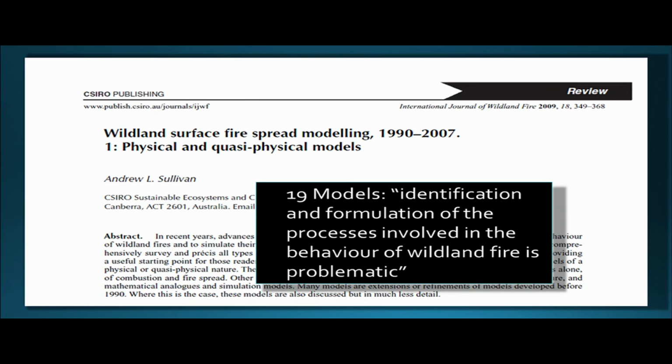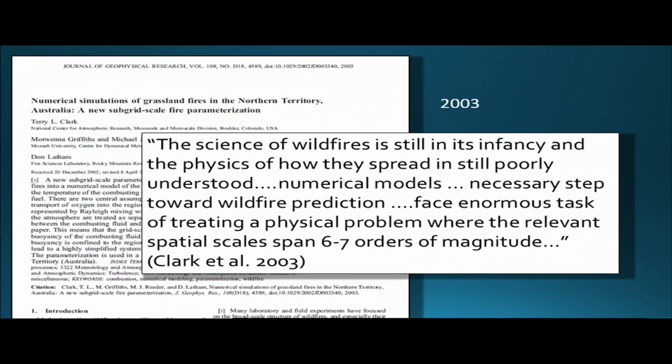You can see that in papers like this. This is a summary of 19 different models. It's an interesting paper that compares them. These are all so-called physical models. "Identification and formulation of the processes involved in the behavior of wildland fires is problematic." Really. Physical models, but we can't identify the processes or formulate them in a model. Okay, have a look here. This was from Terry Clark et al. in 2003. "The science of wildfires is in its infancy. Numerical models are a necessary step towards wildfire prediction, but they face the enormous task of treating a physical problem where the relevant spatial scale spans 6 to 7 orders of magnitude."